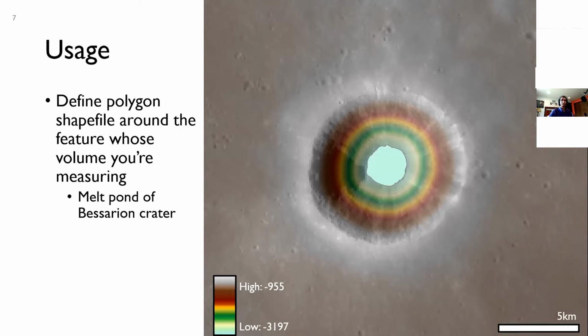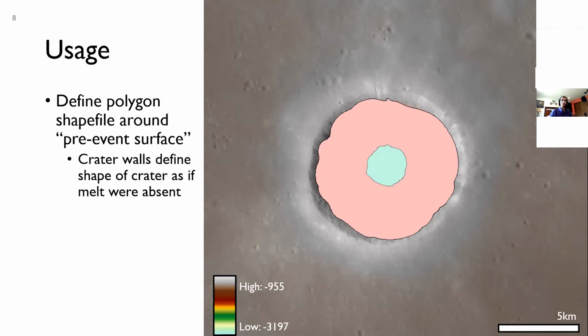We're trying to find the area of the melt pond at the center of this crater. So we define a polygon shapefile around that melt pond. Then we have to define a polygon shapefile around a pre-event surface. So we draw a polygon on the crater walls, since we're taking the crater walls to define the shape of the crater as if the melt were absent.